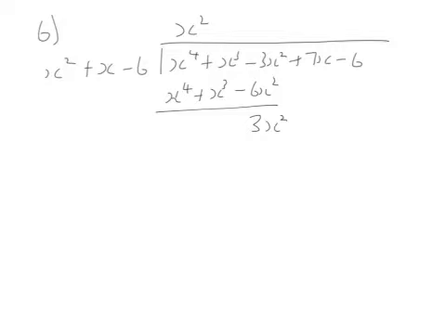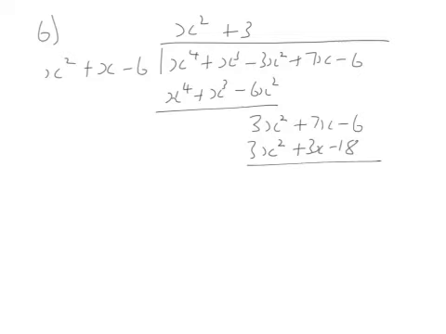Now we go through the whole process again. X squared into 3x squared, that's 3. So it's a plus 3. So it's 3x squared. 3 times x is 3x. 3 times minus 6 is minus 18. I should have brought these down here. So that's plus 7x minus 6.